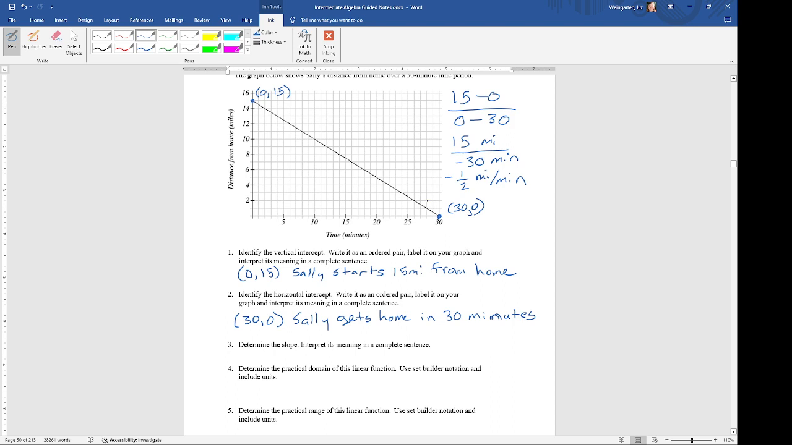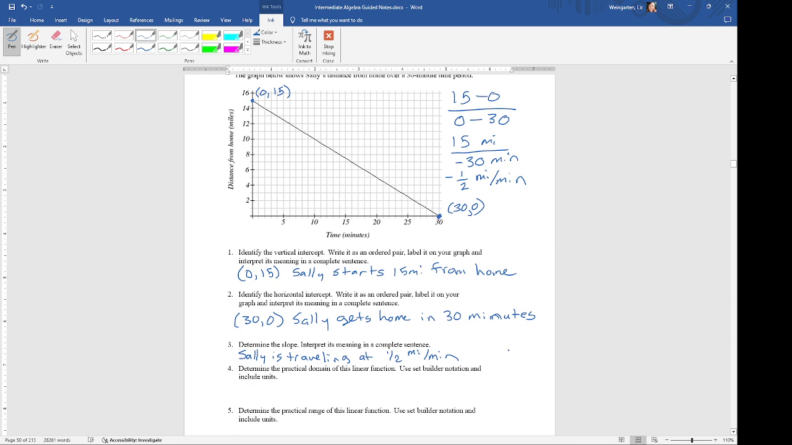What does this mean? Sally is getting closer and closer to home at a rate of 1/2 of a mile per minute. So Sally is traveling at 1/2 a mile per minute.